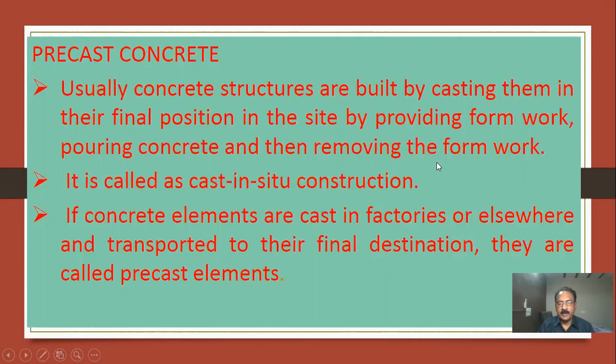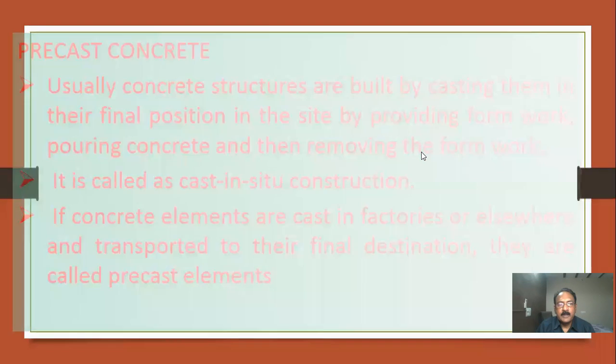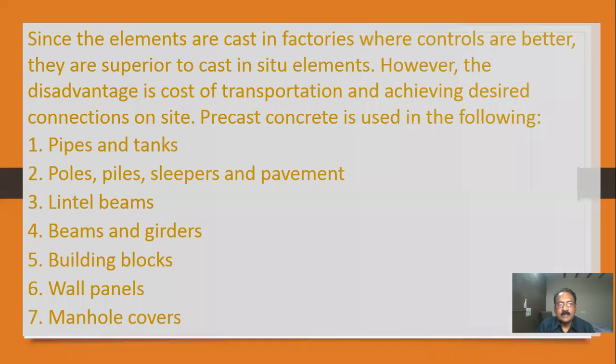That is precast. At the site, when we are constructing different types of structural elements, we construct them at the site by different technologies, but here we transport them from different factories and elsewhere to the construction site. These are called precast concrete structures.